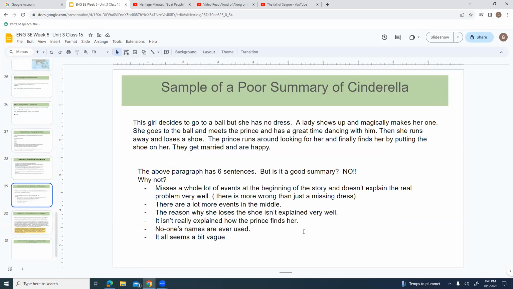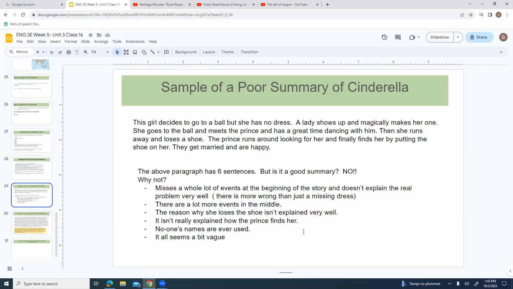So here's a sample of a poor summary of Cinderella. This girl decides to go to a ball, but she has no dress. And a lady shows up and magically makes her one. She goes to the ball and meets the prince and has a great time dancing with him. Then she runs away and loses a shoe. The prince runs around looking for her and finally finds her by putting the shoe on her. They get married and are happy.